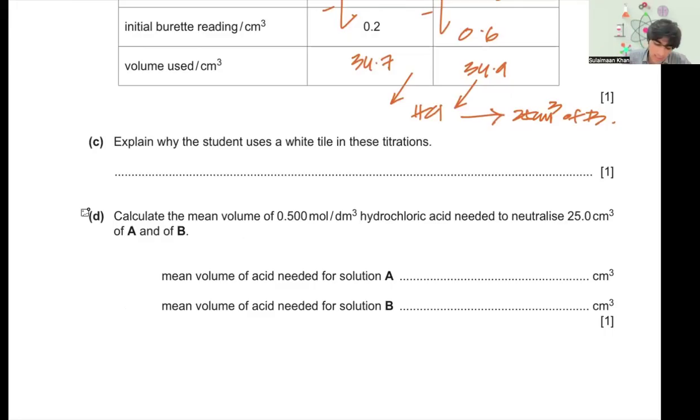So why do you need a white tile? Obviously to observe the color change or the endpoint more clearly, whatever. Doesn't make a difference. Or you could say the endpoint more clearly.